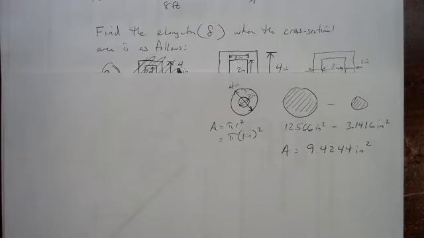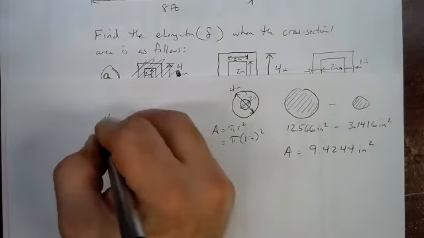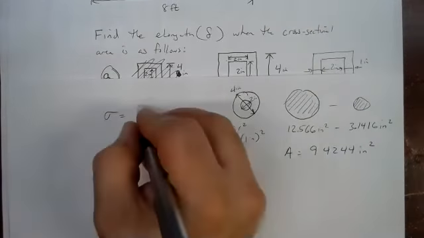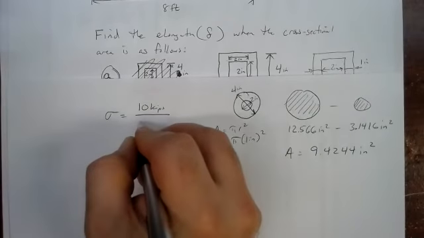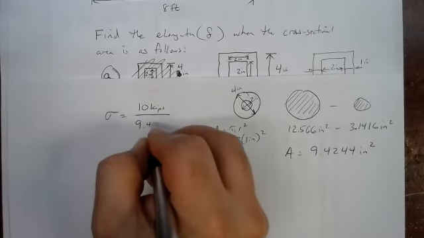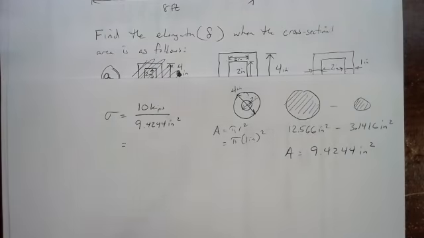So that's a bit of a smaller area than what we've dealt with so far. So we can expect a higher stress, therefore more strain, more elongation. So let's figure it out. Our stress is our force of 10 kips, spread out now over this area of 9.4244 square inches.